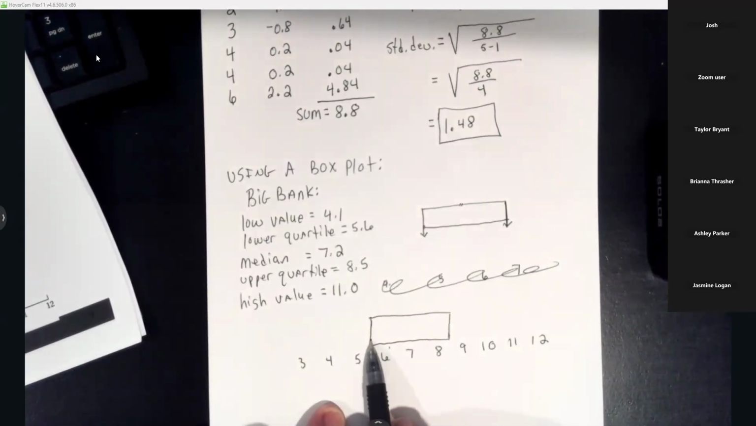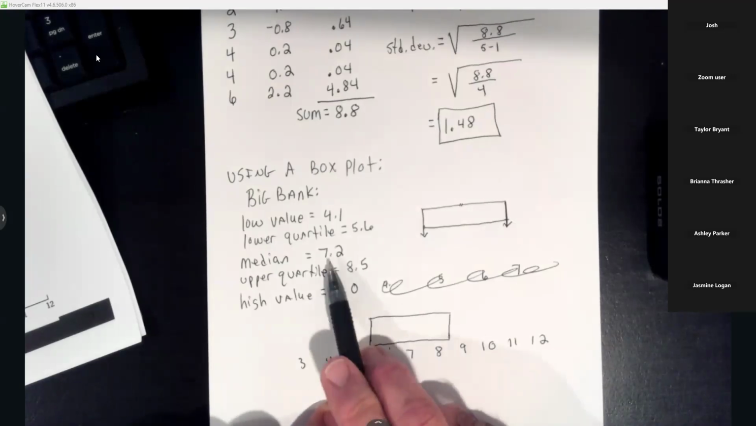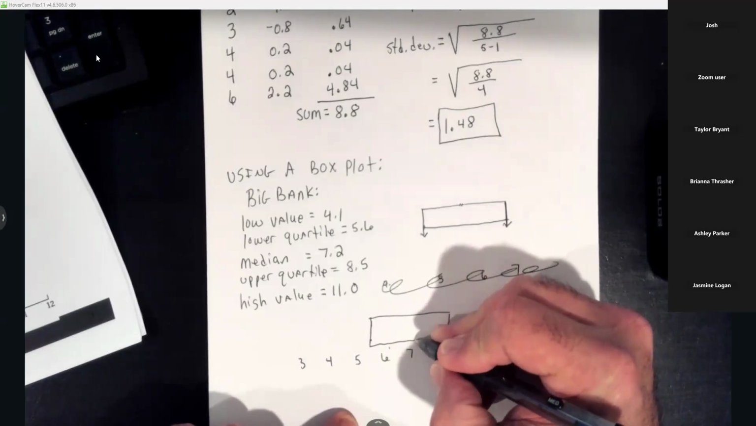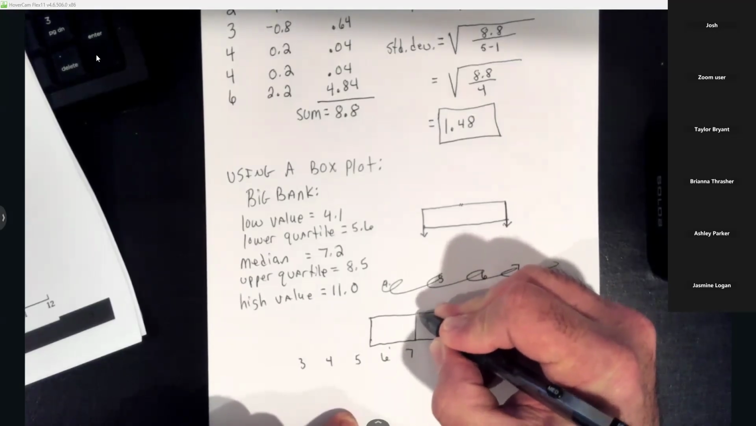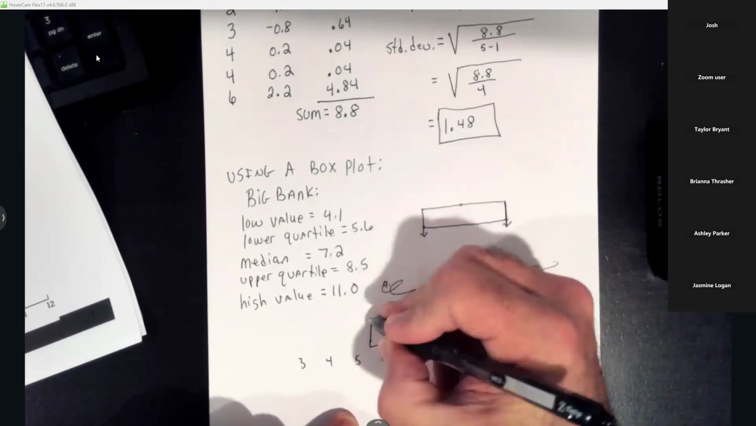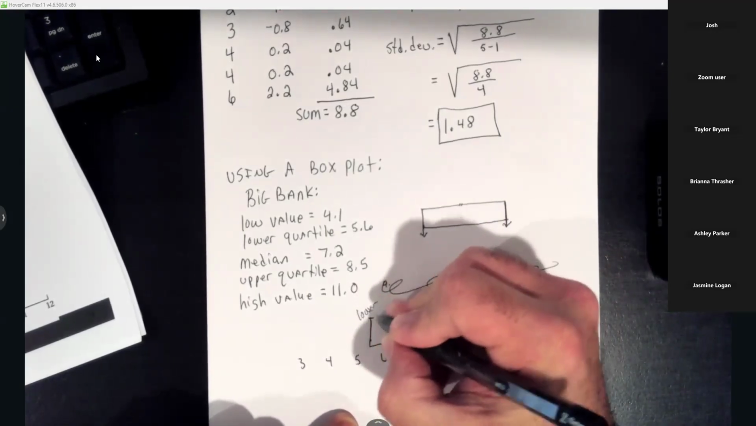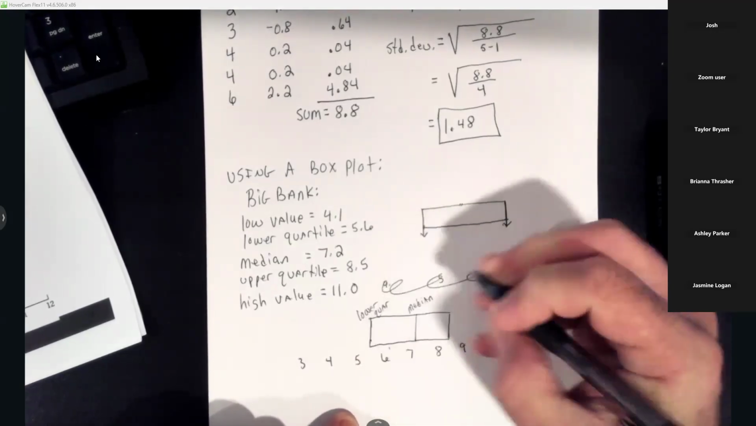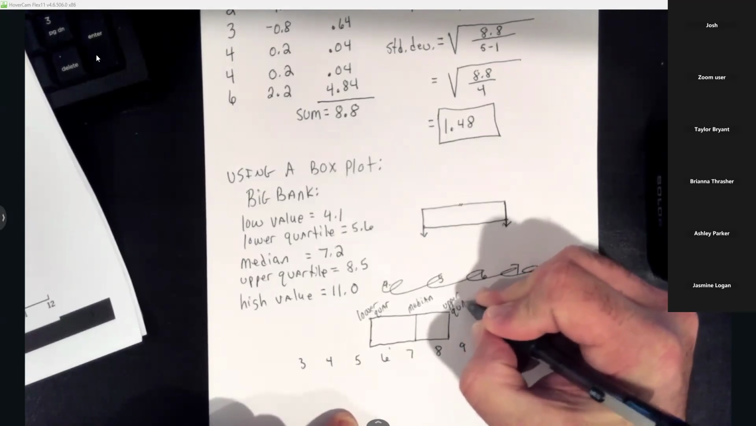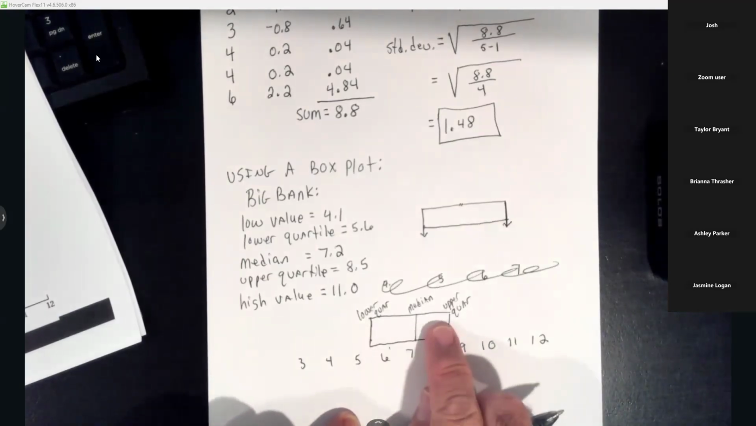So lower quartile, upper quartile. Our median was 7.2. So y'all hear 7, so 0.2 is just a little past it. So this is my median, my lower quartile, and my upper quartile. So this is the box part.